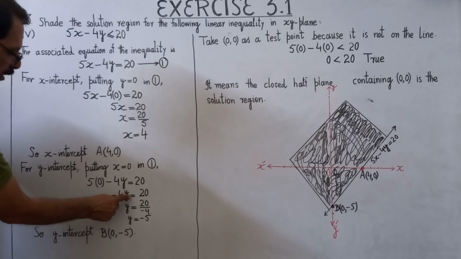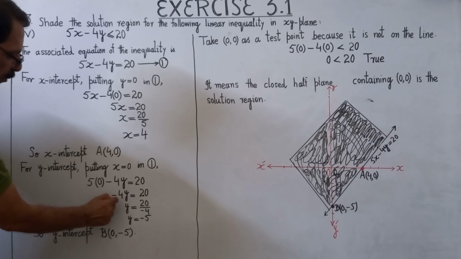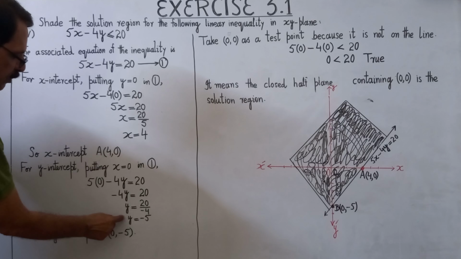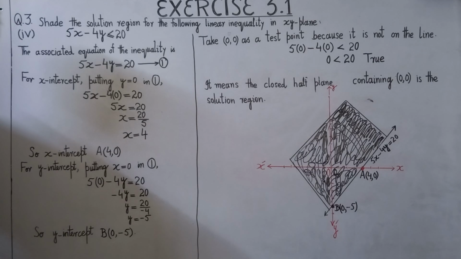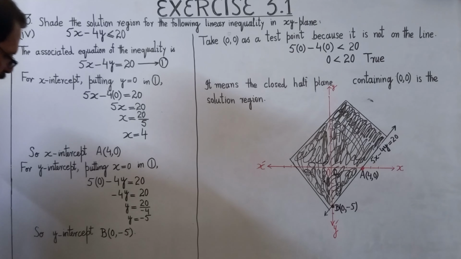Dividing both sides by minus 4: minus 4y over minus 4. Cancel minus 4. Y is equal to 20 over minus 4. 4 5s are 20, so y is equal to minus 5. So the y-intercept is 0 and minus 5.